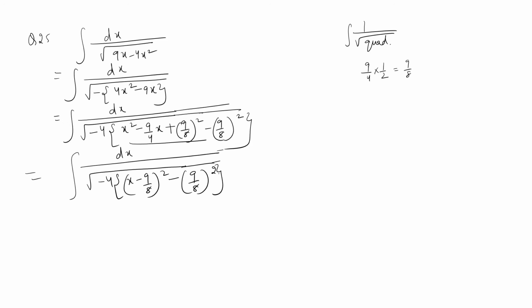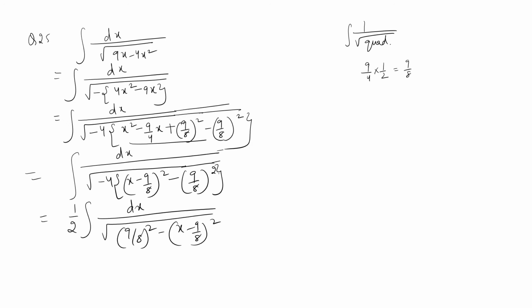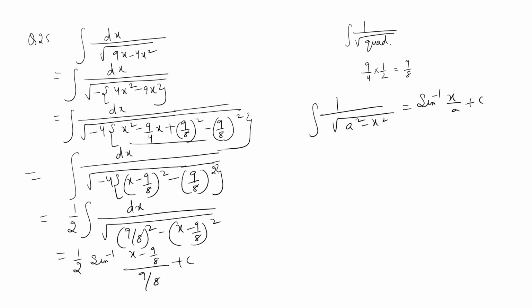You can take 4 outside, no problem. So it is 1 by 2, but you cannot take the negative sign outside. And to adjust it, what will I do? I will make it 9 by 8 whole square minus x minus 9 by 8 whole square, right? Now check the formula. It is of the form of 1 upon under root a square minus x square and the integral is sine inverse x upon a plus c. So this becomes half sine inverse of 8x minus 9 upon 8 and then 9 upon 8. The 8 will cancel and you will get this answer.